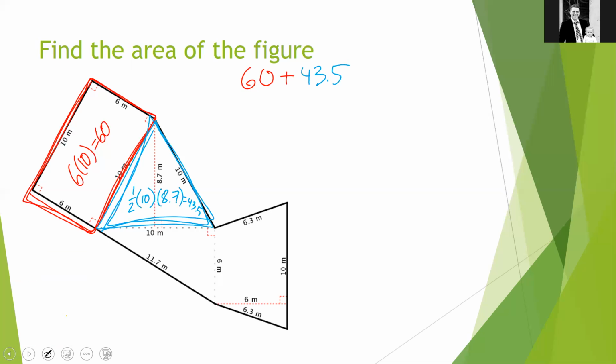The next thing we need to come across is this triangle. And again, I'll use that 1/2 base times height. I'll have 1/2. My base in this case is still 10. My height is 6. That's going to give me a total of 30.